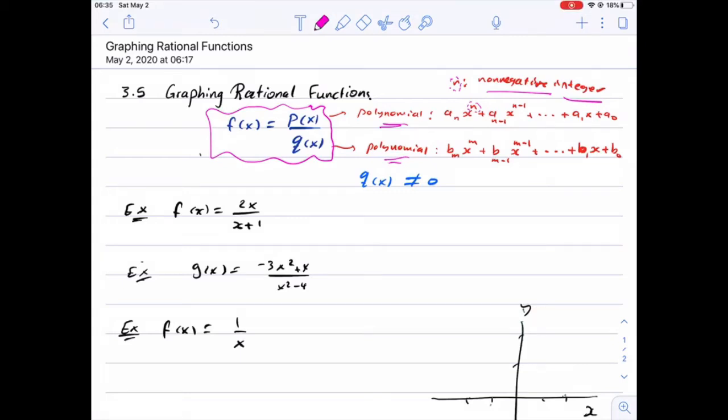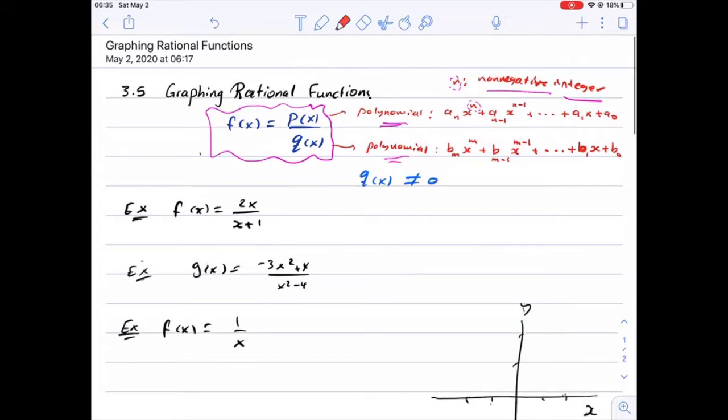In this section, we learn how to graph rational functions. Rational functions are functions that can be written in the form of p of x over q of x, I mean, a ratio of two polynomials. And as we defined, polynomials are functions that can be written in this form or this form.